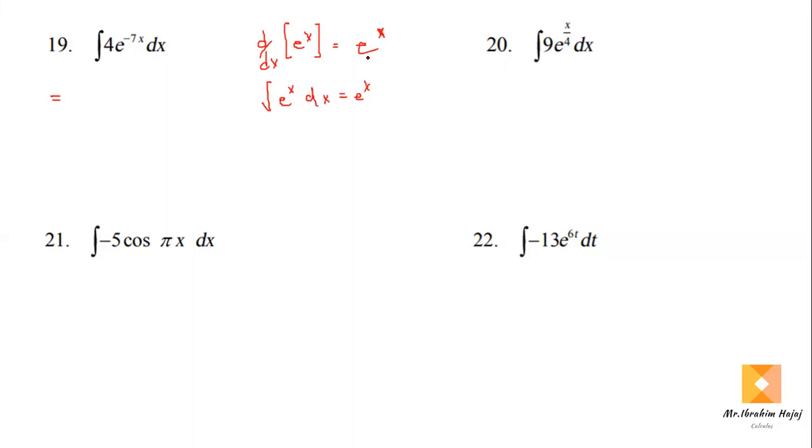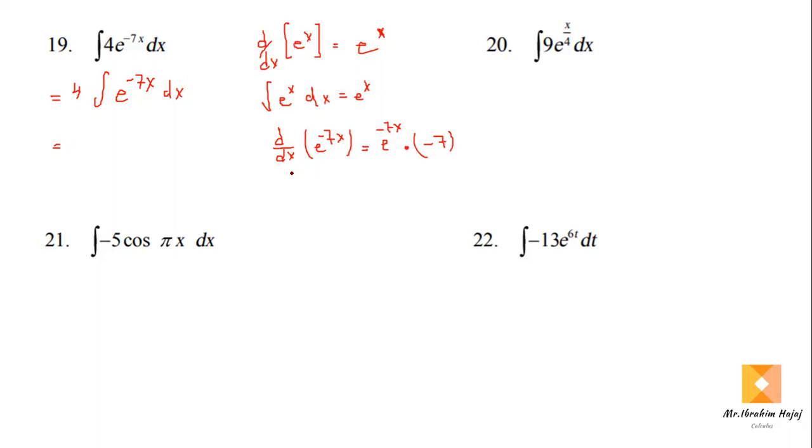Right, so we have the integral of e to the power of negative 7x dx. The trick is that we have negative 7 as the exponent. If you take the derivative of e to the power of negative 7x, it stays the same, multiplied by the derivative of the exponent, negative 7.